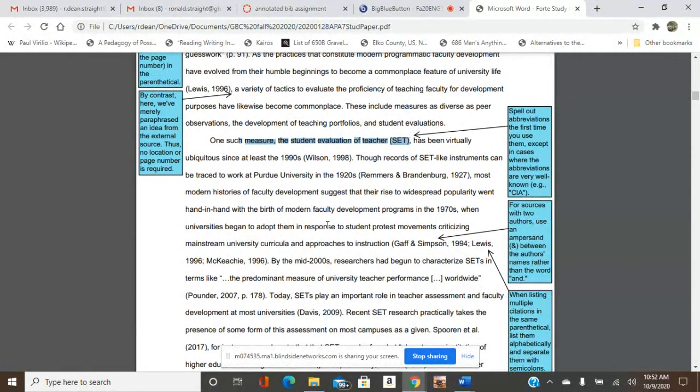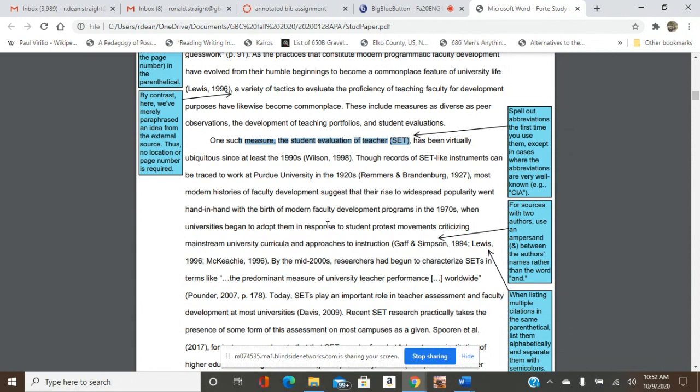"The student evaluation of teachers (SET), has been virtually ubiquitous since at least the 1990s." And then there's a close quote, tab, and an in-text citation. Does everyone follow where I'm at on my page? Yep. Now, here's why parentheses are problematic for me, coming from a professional writing background.